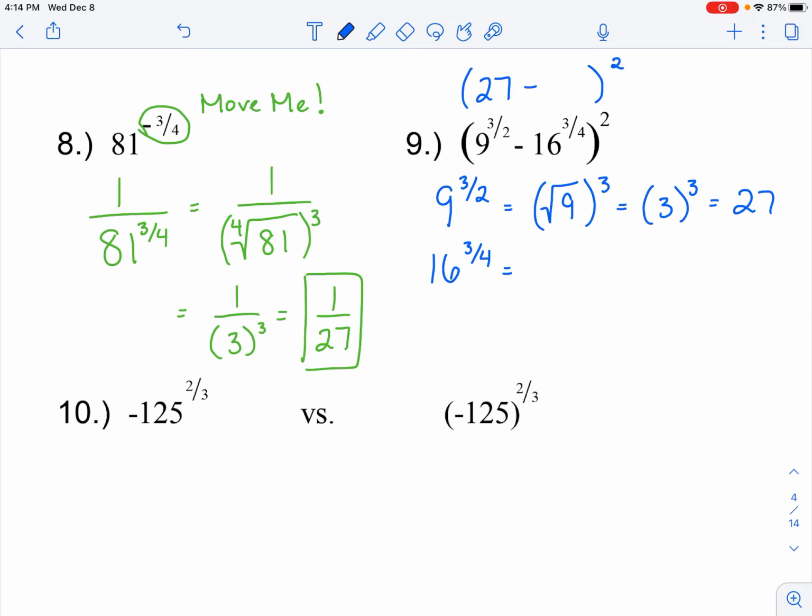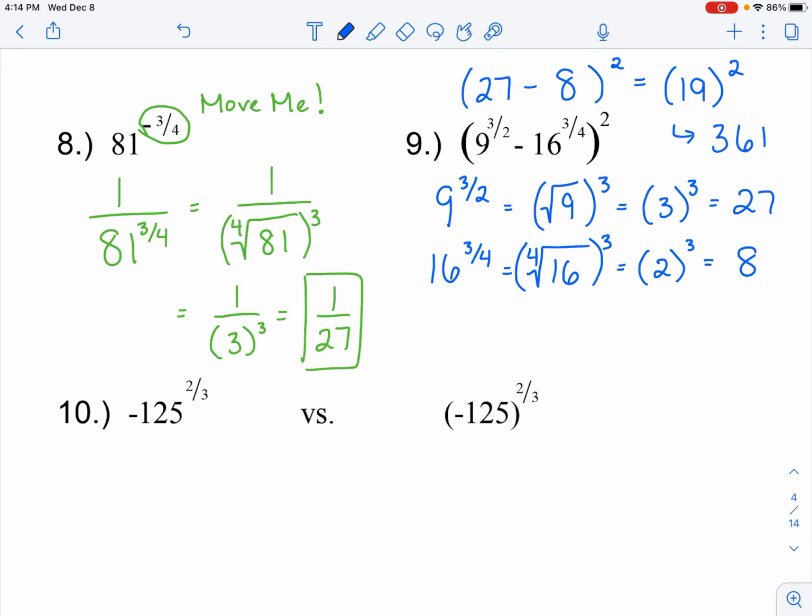Now I want to figure out 16 to the 3/4. That's the 4th root of 16. And then cube that result. 4th root of 16 is 2. 2 cubed is 8. So there's an 8 here. All right? So now up top, 27 minus 8 is 19. And I can figure out 19 squared. 19 squared is 361. And yes, it would be fair for me to ask you to square a double-digit number on a test without a calculator. So be prepared for that.